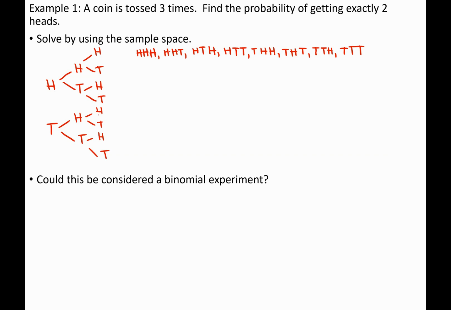So the probability of getting exactly 2 heads, so probability 2 heads, it says exactly 2, so we've got 1, 2, looks like 3 outcomes out of our 8. And this is typically how we would have handled this type of question. We would create our sample space, and then we would just find that theoretical probability.